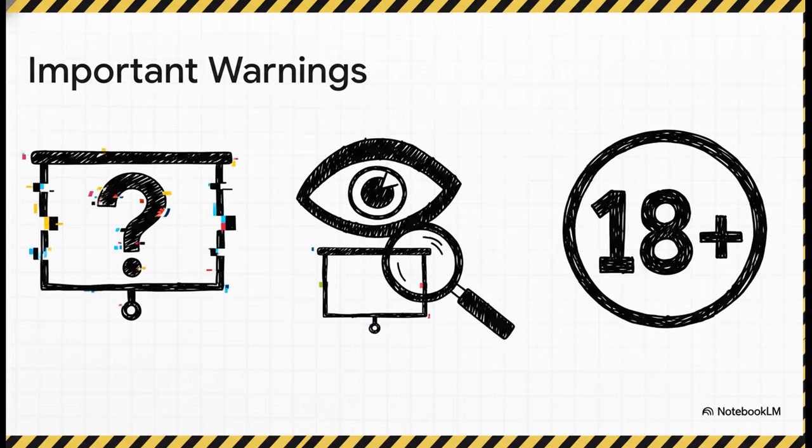Just like any AI, the output can sometimes have factual slip-ups or weird visual errors, so you always have to review your slides before you present. It's not magic, you still gotta check its work. Also, this feature is limited to users who are 18 and older.